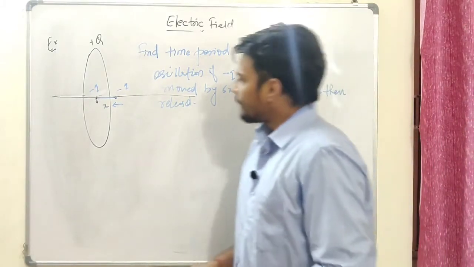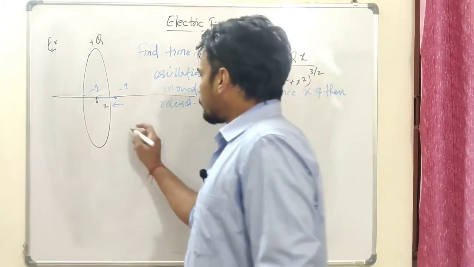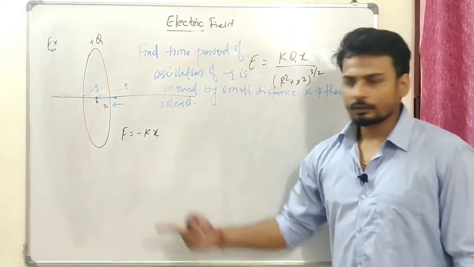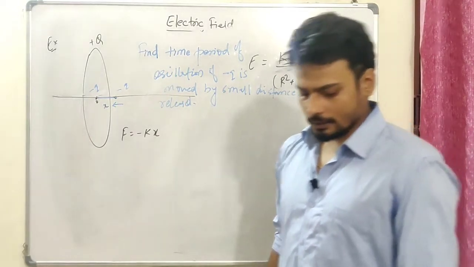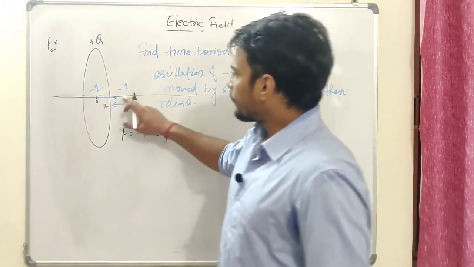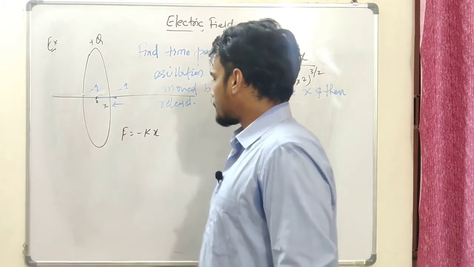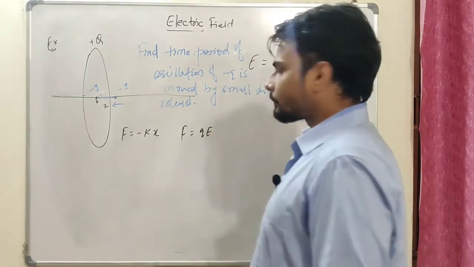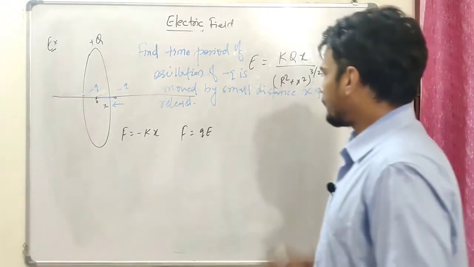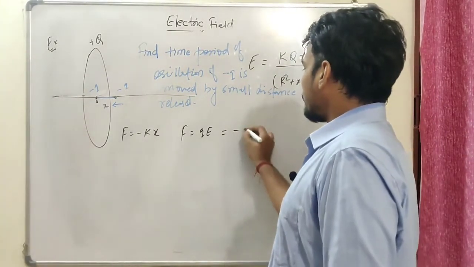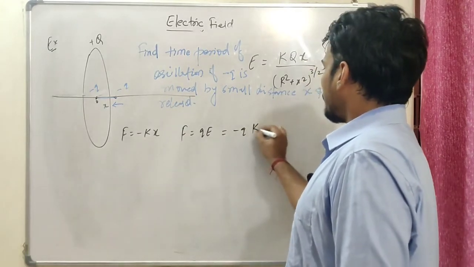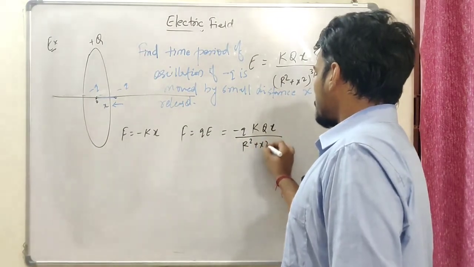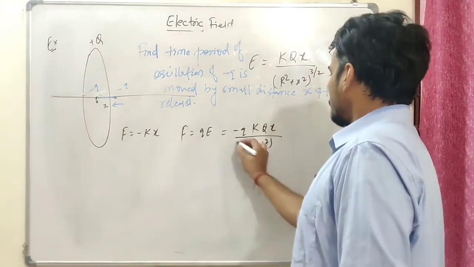Now understand that if I could figure out this thing, it means this is an SHM, right? If Fx equals minus kx, it becomes an SHM. The force acting on this charge at a small distance x should be q times E. We have already seen this stuff, right? So this is going to be negative q times kqx over (r square plus x square) to the power of 3 by 2.